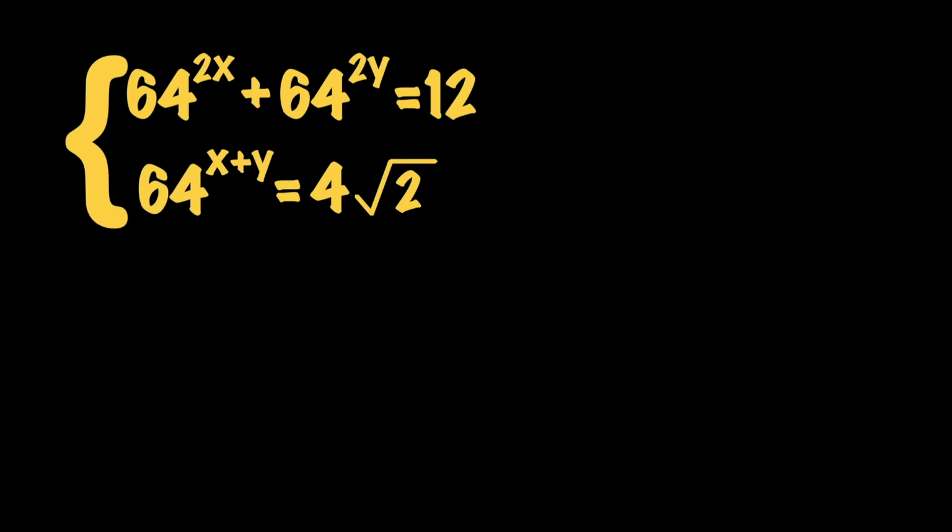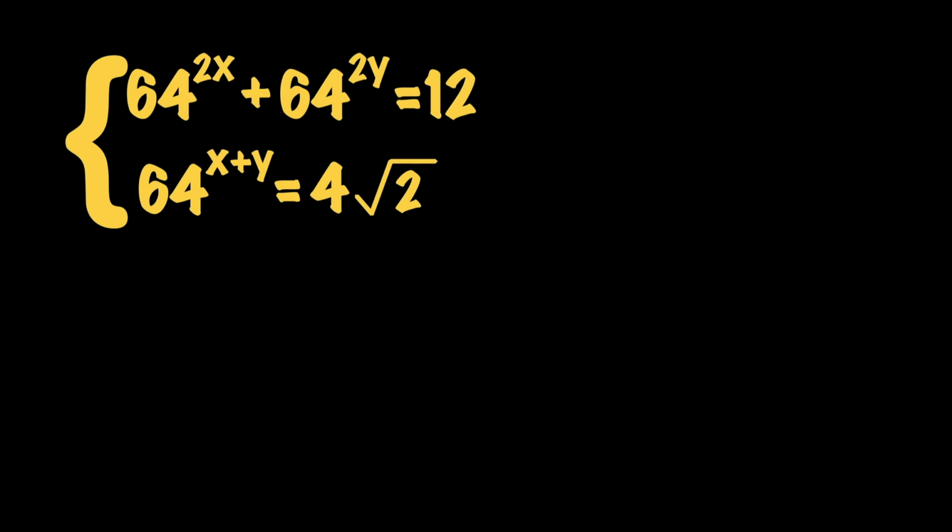I'm here with another interesting problem where we have a system of equations with two equations and two variables. So we should be able to solve this, and we're going to do that. We are given 64 to the power of 2x plus 64 to the power of 2y equals 12. And we have 64 to the power of x plus y equals 4 times the square root of 2. And obviously, we want to solve for x and y values.